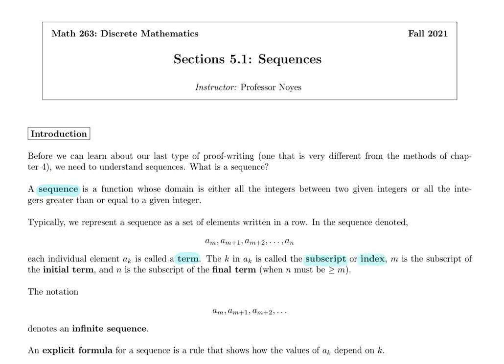M is the subscript of the initial term here. In the example I gave, oftentimes this m will be 0 or 1. We'll usually start with either a naught or a 1. N in this case is the subscript of the final term.